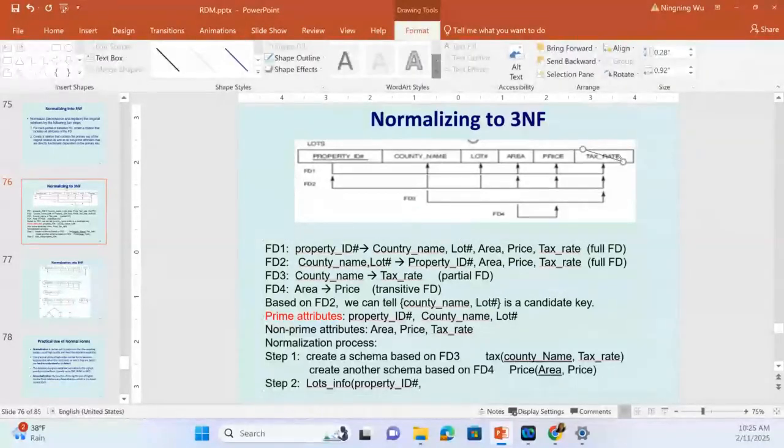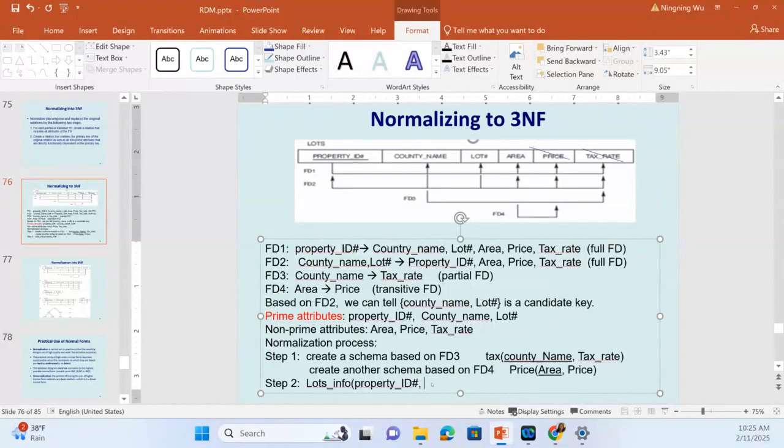So we remove tax rate, and the other one we need to remove is the price. Then all the other attributes we need to include in the final table. So we're going to have county name, lot number, area. Right, so we have 1, 2, 3, 4, exactly, we have 2.